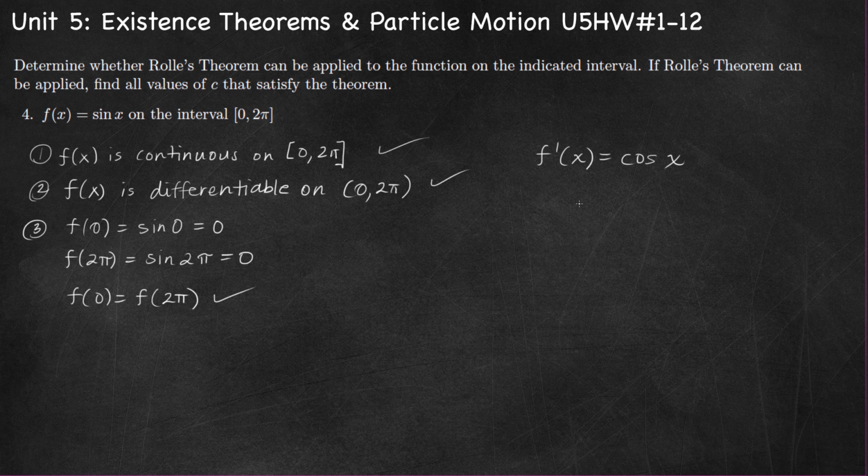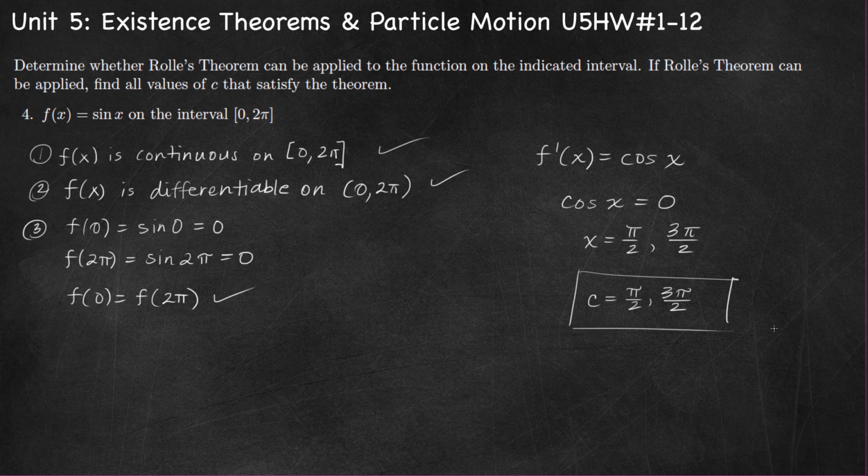And then we set our derivative equal to 0, so cosine x equals 0, and solve. Cosine x is equal to 0 on the interval from 0 to 2 pi when x equals pi over 2, or when x equals 3 pi over 2. Now we're only going to keep the values that are in our interval, but both of these values are in our interval. So both of these are solutions guaranteed by our theorem. So we'll say c equals pi over 2 and 3 pi over 2.